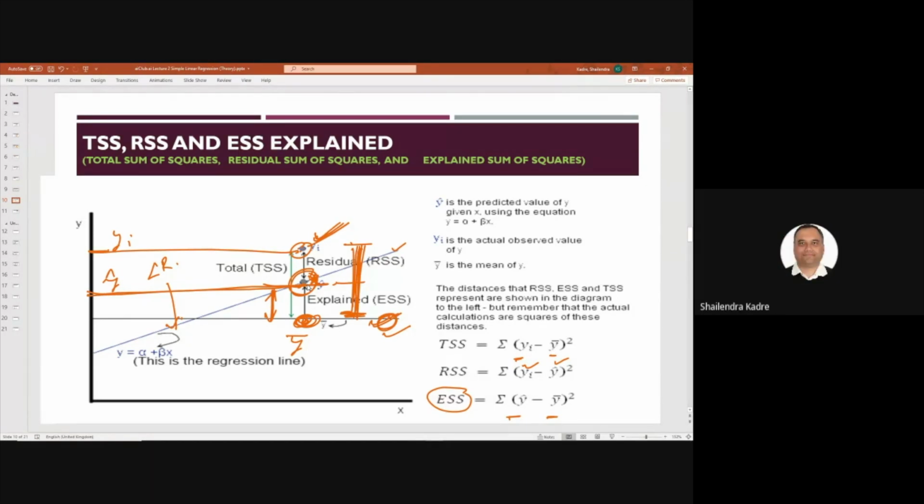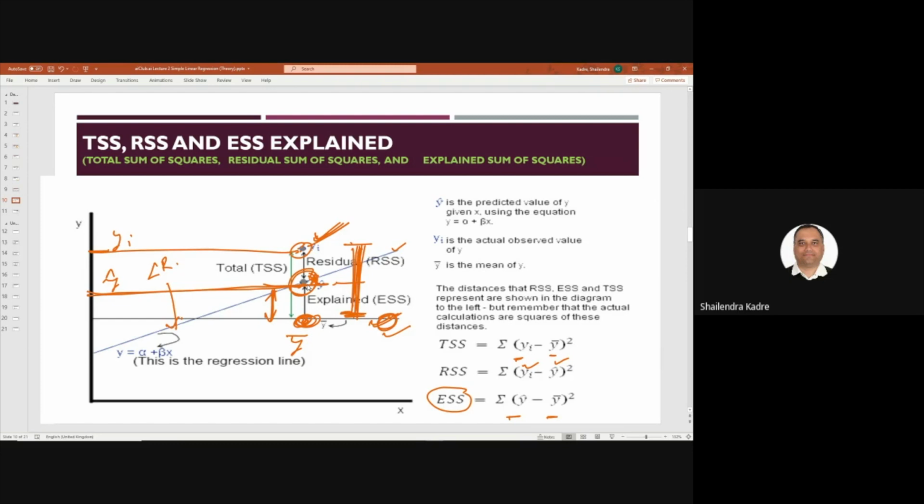Then can you explain RSS, the residual sum of squares? You see the term residue. Residue means difference, actual minus predicted. Yes, actual minus predicted is the residual. Actual minus predicted is nothing but your residual sum of squares.